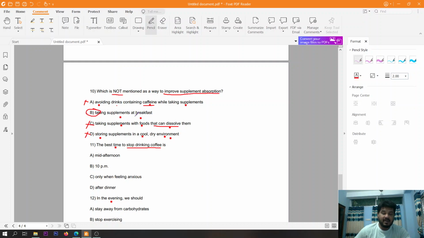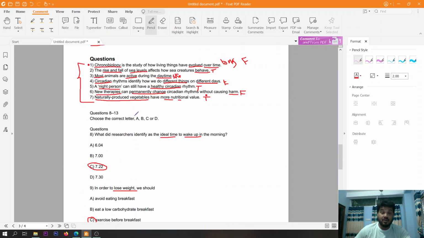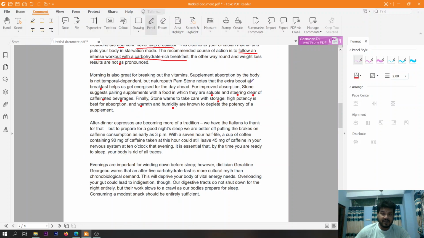So taking supplements at breakfast. Now, you might say that, well, they do mention breakfast. However, it just simply says that there is an extra boost at breakfast. It doesn't really mention explicitly about taking them at breakfast. They simply say there is an extra boost that you get. Now, it is not a necessity. This particular person doesn't really mention explicitly that you have to take them at breakfast. So we can safely say that B is the answer right here.